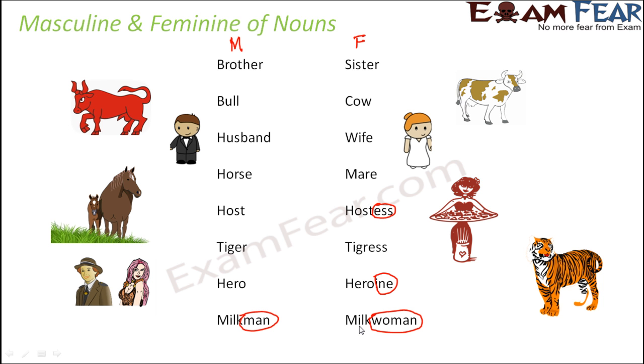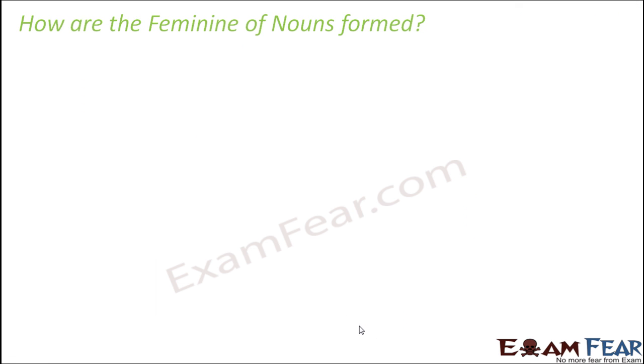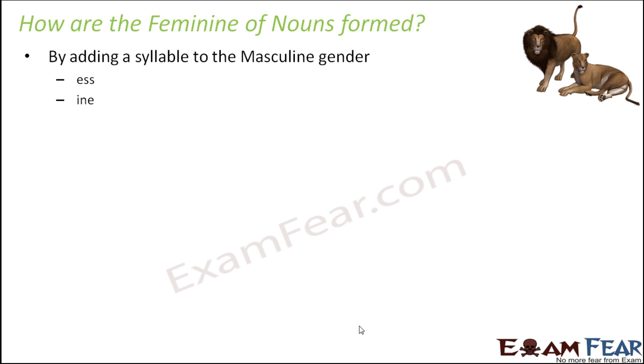Now you might be interested to know how exactly we get the feminine forms of nouns. As I said, in certain cases the masculine and the feminine forms are two totally different words. But in certain cases adding a suffix gives us the feminine form, or making slight changes to the masculine form gives us the feminine form. So let us now see how the feminine of nouns is formed. There are many different ways in which feminine forms of nouns are formed. So let us look at some of the ways.